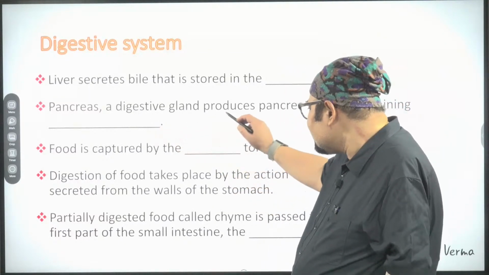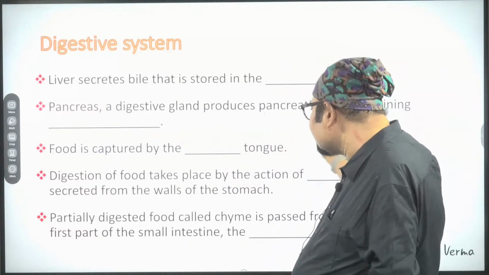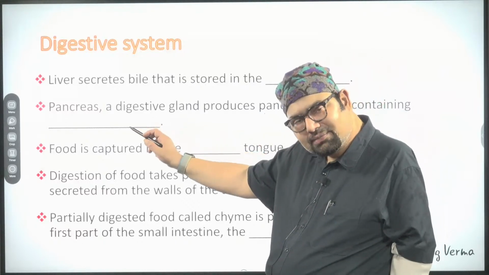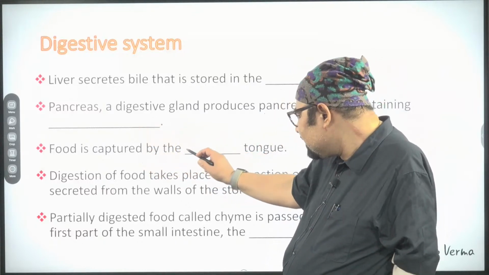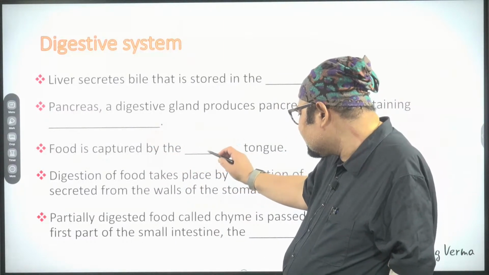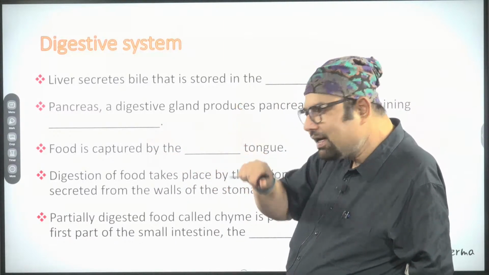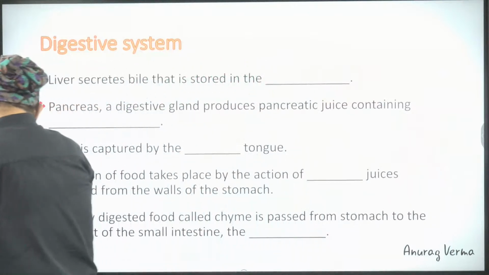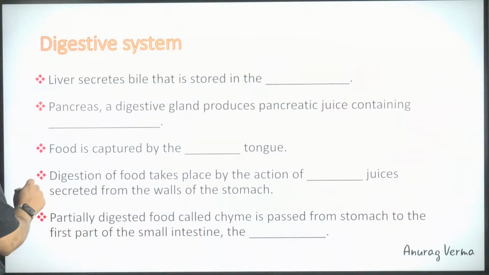Pancreas, a digestive gland, produces pancreatic juice containing digestive enzymes. Food is captured by the bilobed tongue. The tongue is bilobed, and something special about the tongue, I should tell you. Something very special about the tongue.